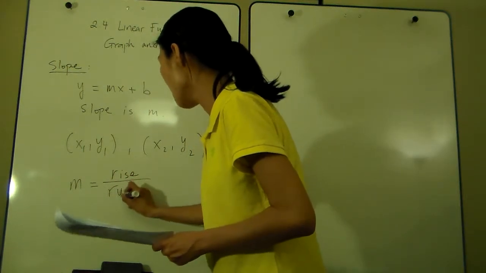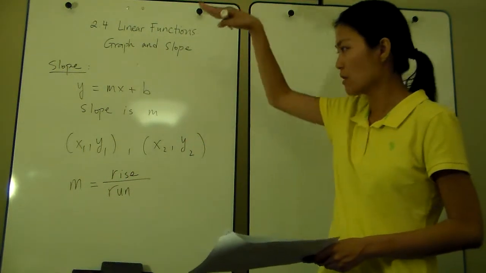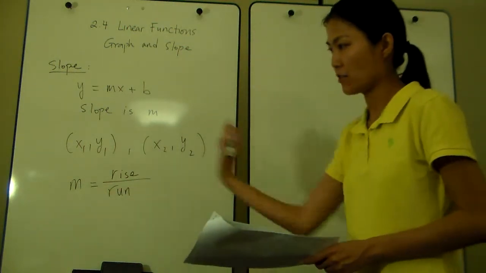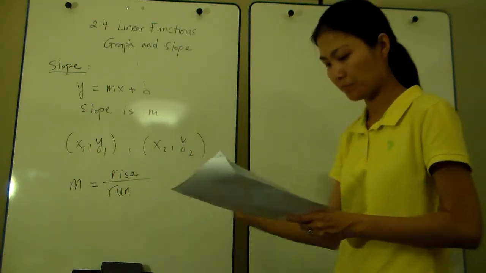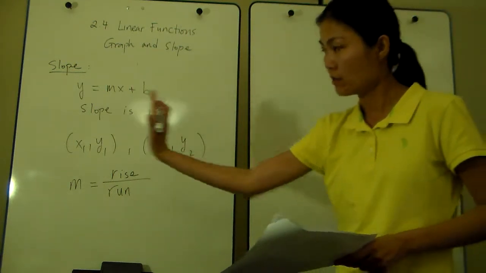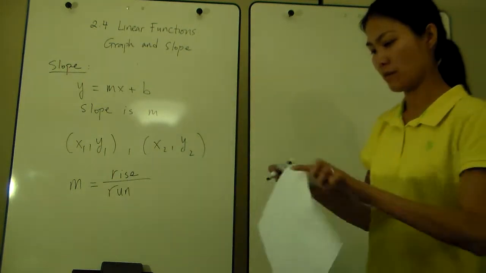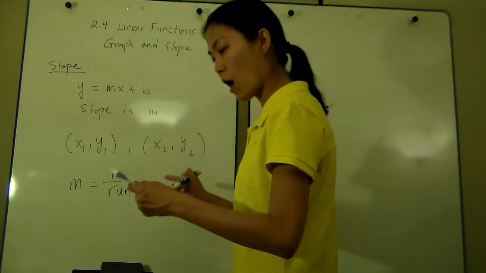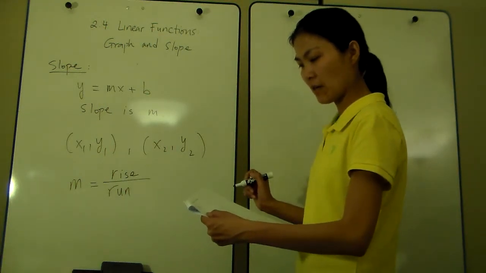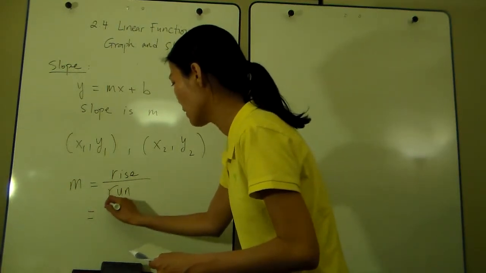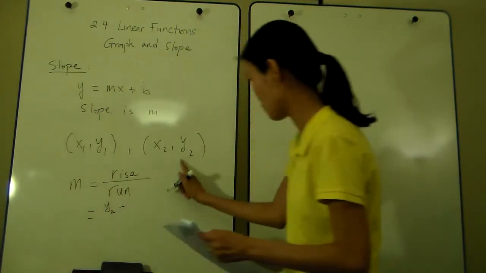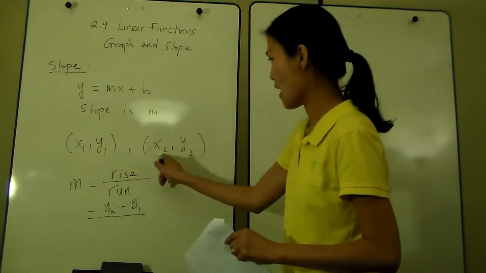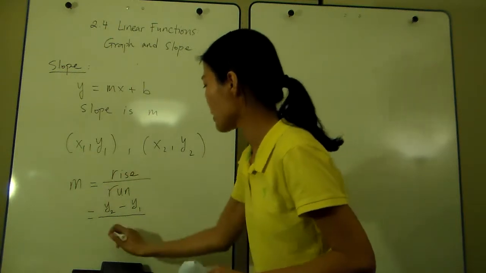rise divided by run. Rise is the change in the y dimension, the y-axis. Run is the change in the x-axis. Okay, so rise over run. So that means, if you follow my note, m is equal to change in y over change in x. Okay, I'm not going to write it down, but eventually you will have the formula y sub 2 subtract y sub 1 divided by x sub 2 subtract x sub 1.